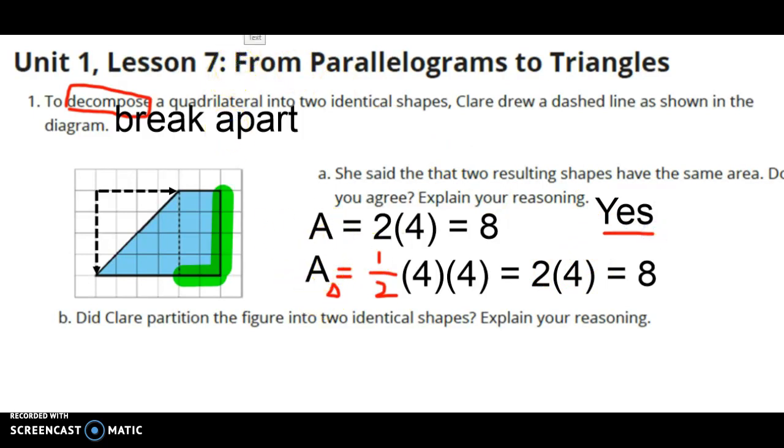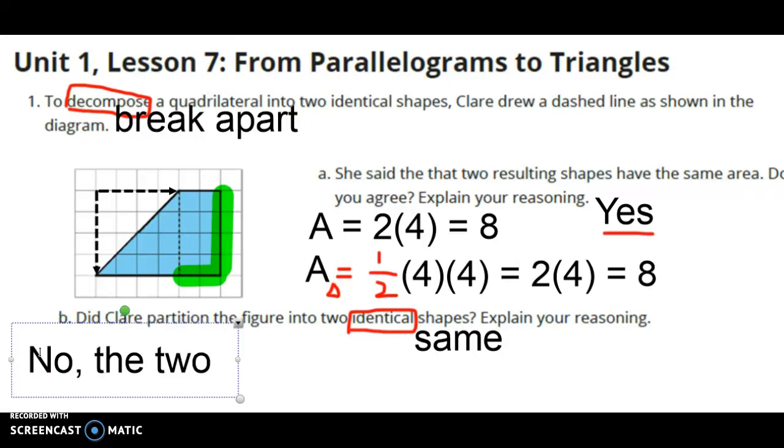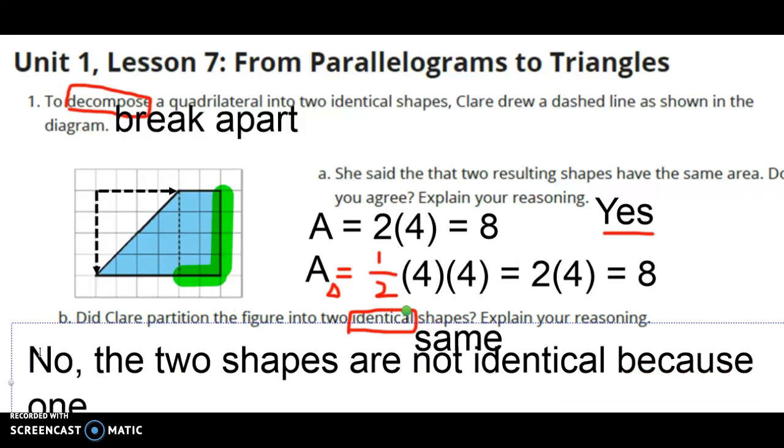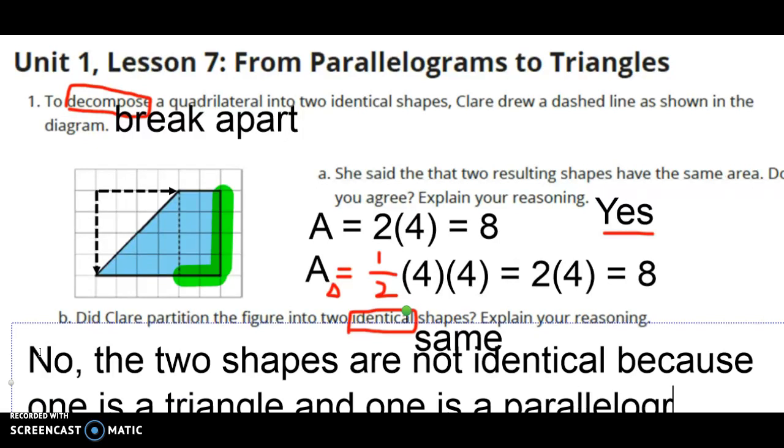B, did Claire partition the figure into two identical shapes? The word identical means the same. So put a box around identical, and then off to the side of that, just write same. So I'm looking at these two shapes, and they're definitely not the same. One is a triangle, and one is a parallelogram. So my answer to this is going to be no. The two shapes are not identical because one is a triangle and one is a parallelogram.